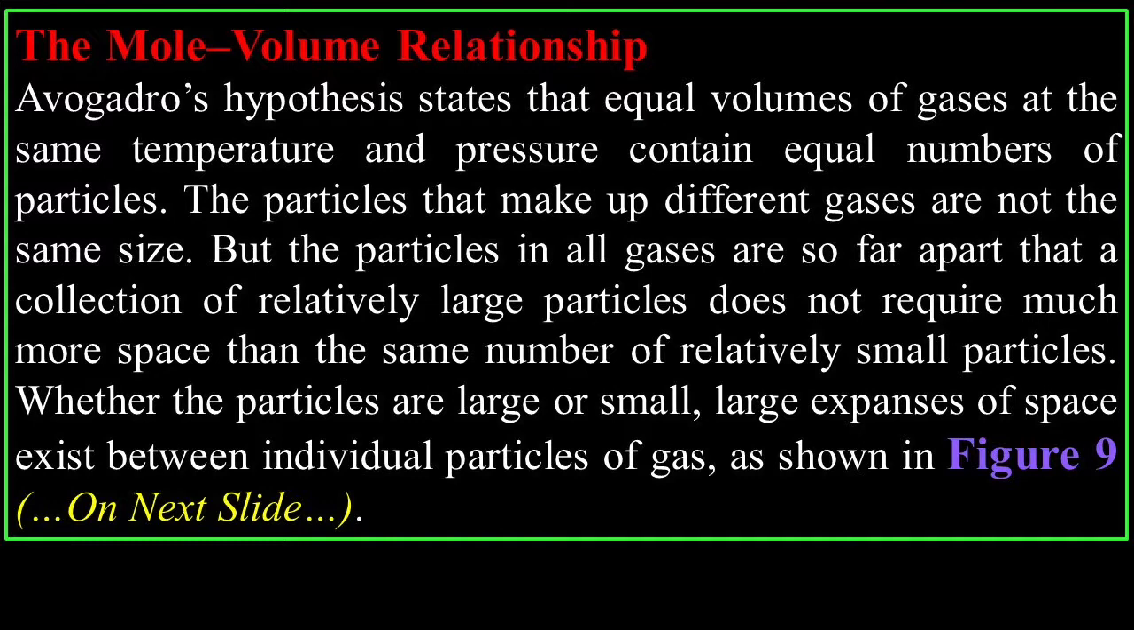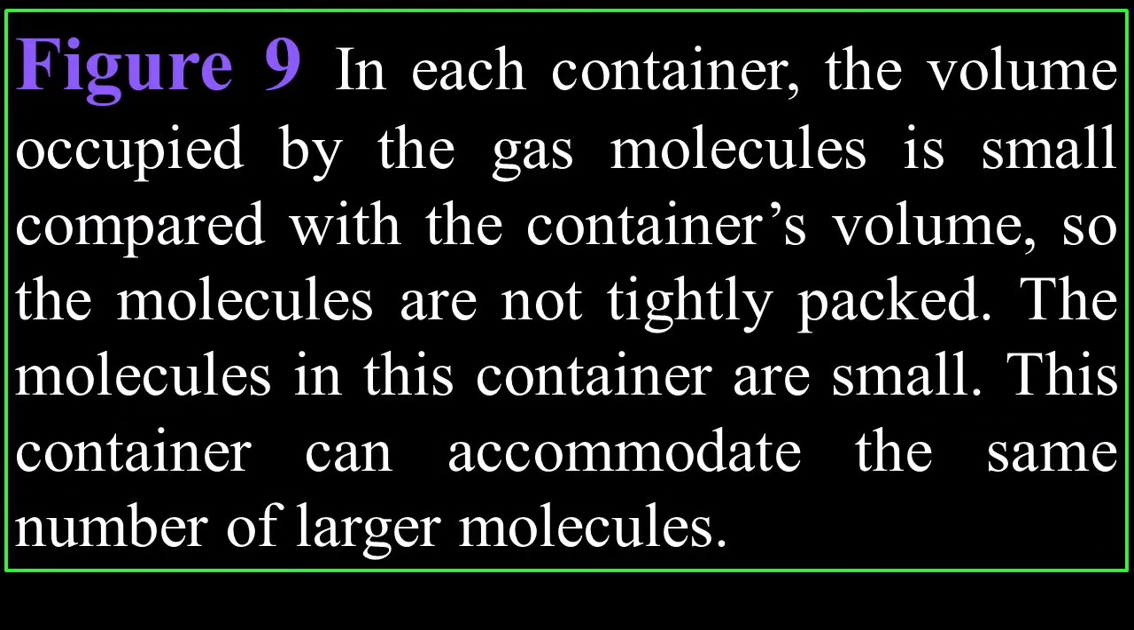Avogadro's hypothesis states that equal volumes of gases at the same temperature and pressure contain equal numbers of particles. The particles that make up different gases are not the same size, but the particles in all gases are so far apart that a collection of relatively large particles does not require much more space than the same number of relatively small particles. Whether the particles are large or small, large expanses of space exist between individual particles of gas, as shown in Figure 9 on the next slide.